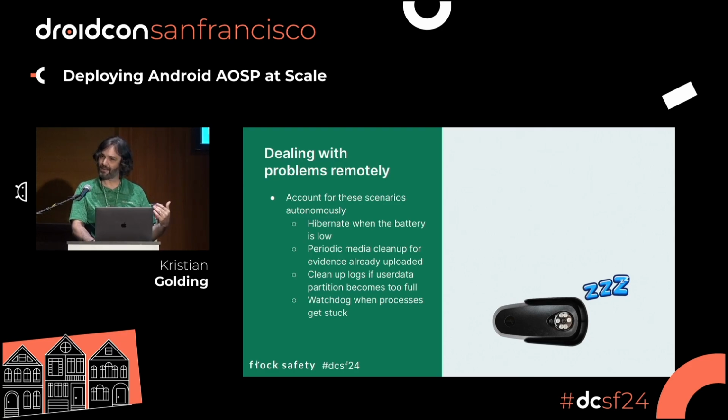We can also hibernate when the battery is getting too low. The device can say, hey, I'm below 10% battery level. I'm going to go to sleep for a while. Hopefully I've gotten enough solar charge in that period. And when I wake up again, it's like, cool, I can get back into action. We also do periodic media cleanups to maintain disk space, clean up logs if the user data partition's too full. And we have watchdogs. If any processes get stuck and are not petting the watchdog, the watchdog will bite and reboot the device.